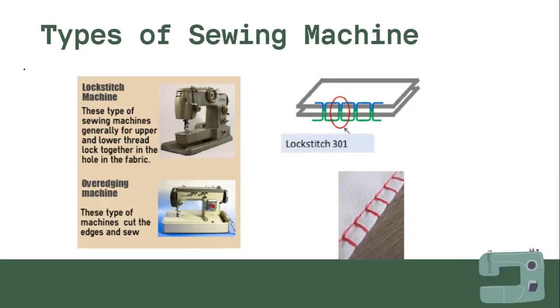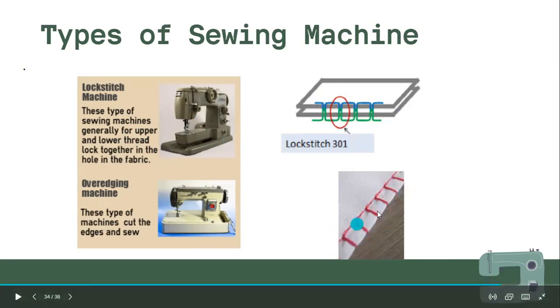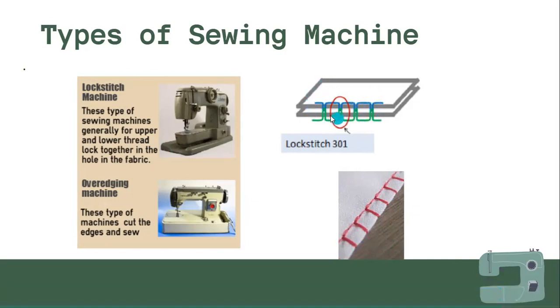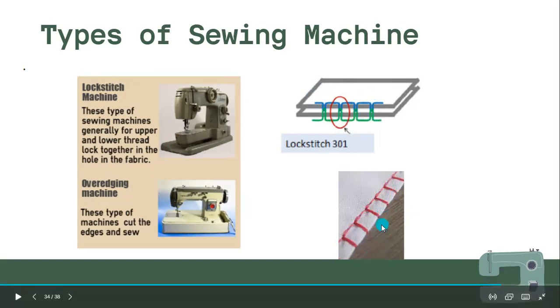Then the over edging machine is where you can cut the edge and sew it. This is also another type of interlocking machine. Here the type of stitches are different compared to this. Here there are two types of threads coming in. Here also the seam is cut and then it is sewn.